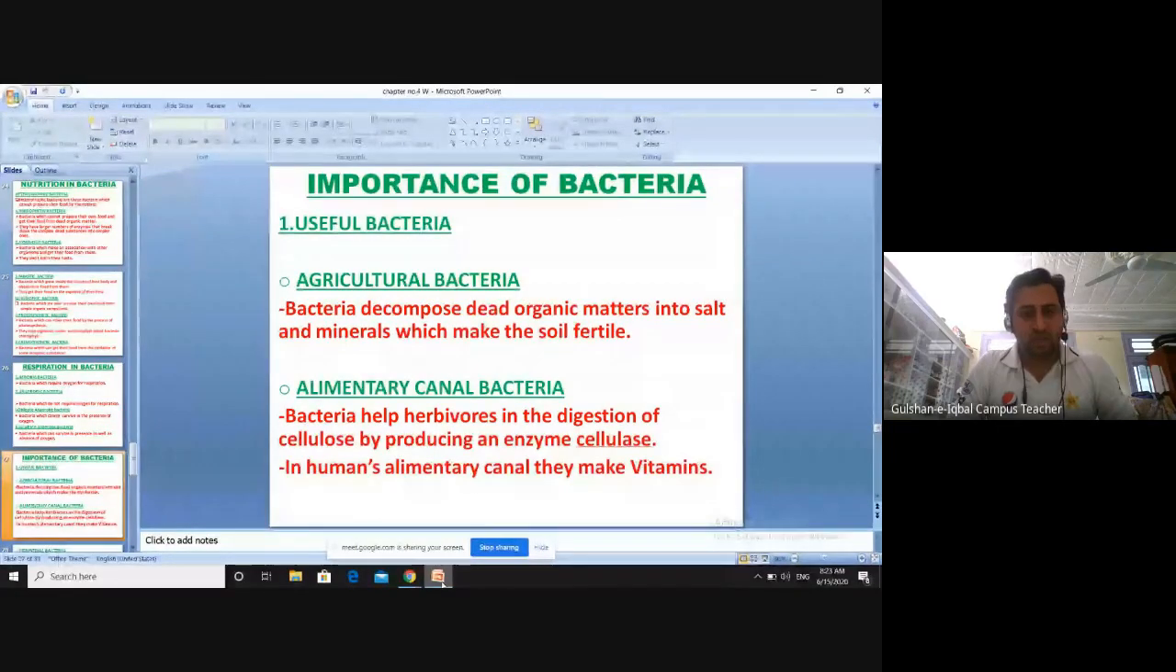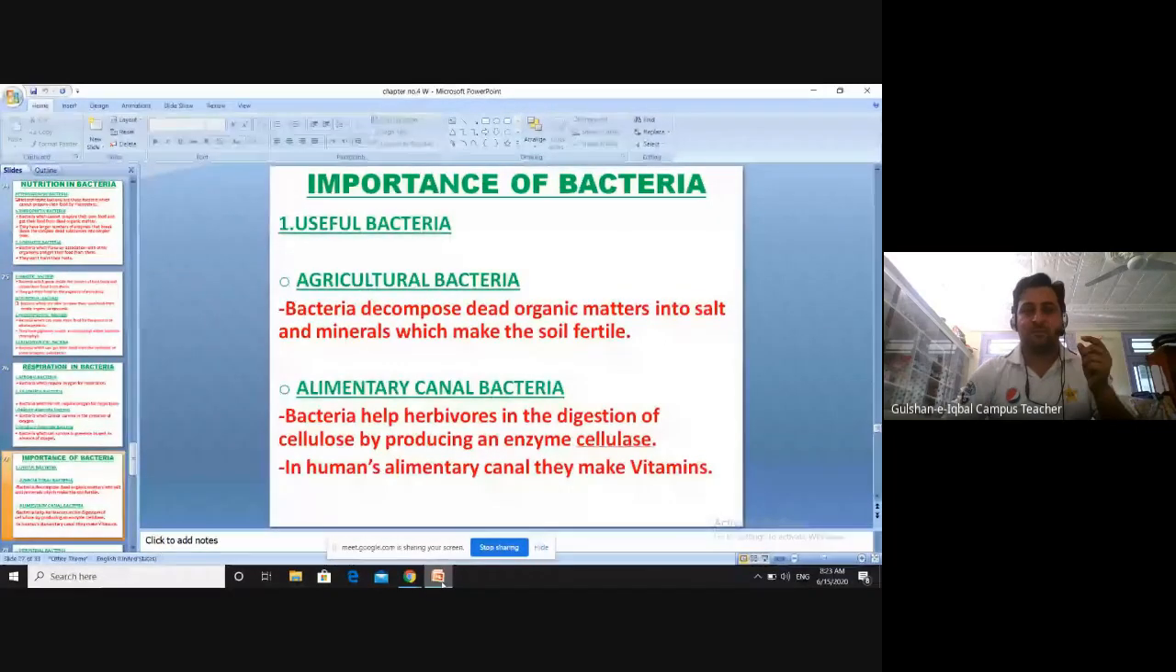The second is alimentary canal bacteria. Alimentary canal means our digestive tract, right from our mouth to our large intestine. This whole tract is known as the alimentary canal. Some bacteria are present in the large intestines of humans and cattle, for example herbivores, especially those who eat plants. In those organisms, there is bacteria present in their large intestine, and what does that bacteria do?